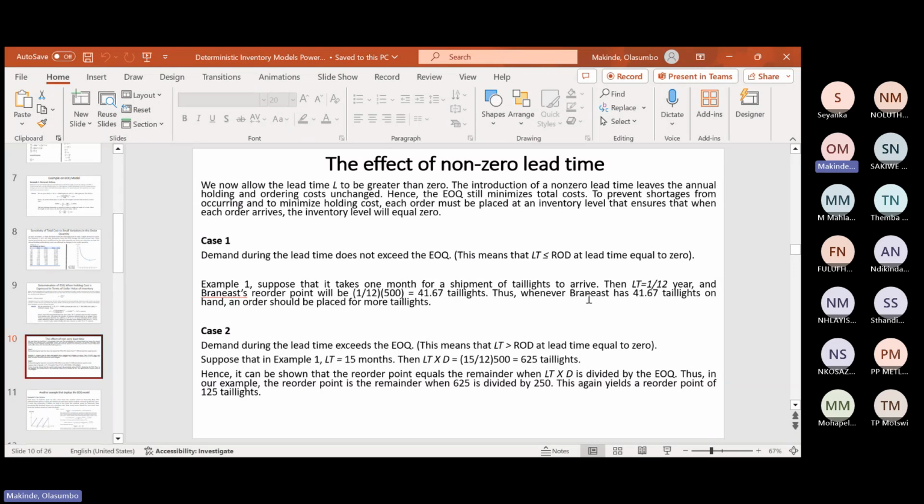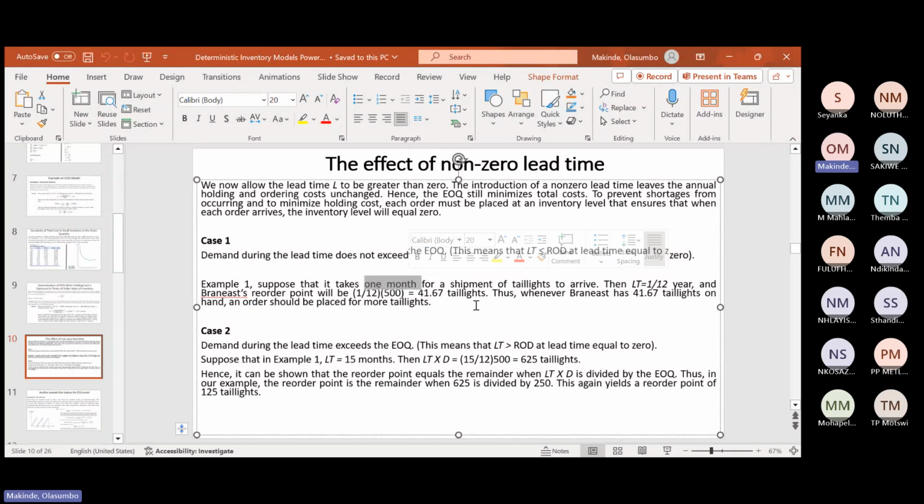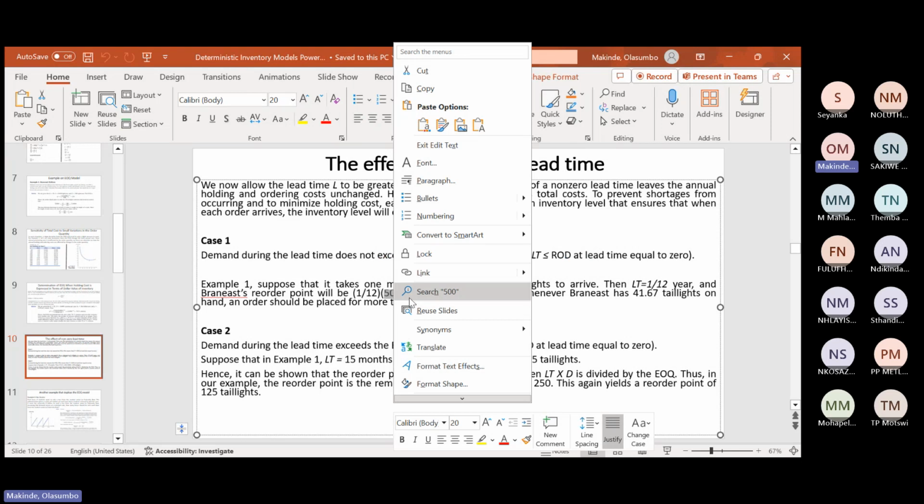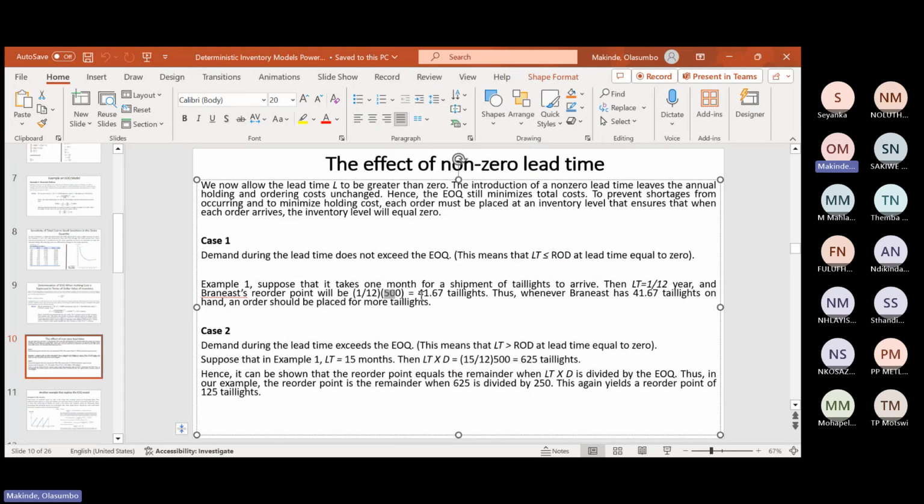Then it's easy for us to convert. You just convert this demand to annual demand. And don't forget you have 1 month. If you want to make it yearly, you have 12 months in a year, so that will give you 1/12. That means the lead time is 1/12. Based on what I told you, the reorder point is lead time, which is 1/12 annual, times the annual demand, which is 500. And the result now is 41.67. So that means the reorder point is 41.67.